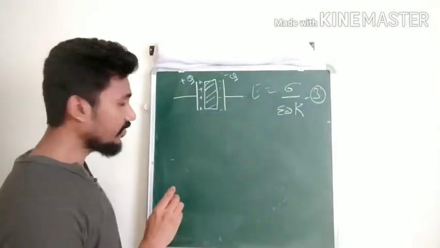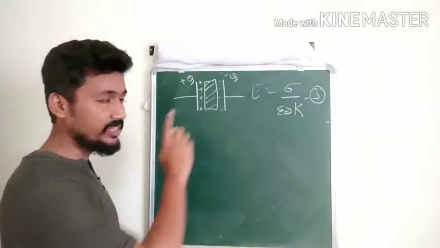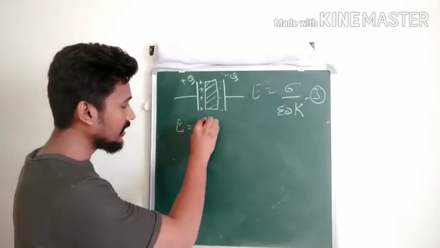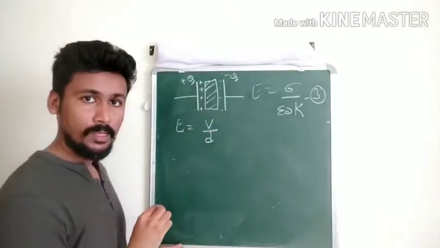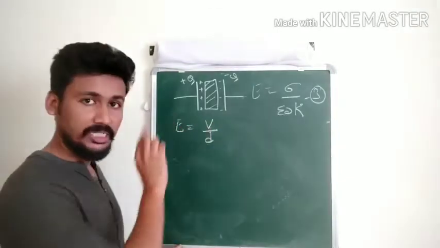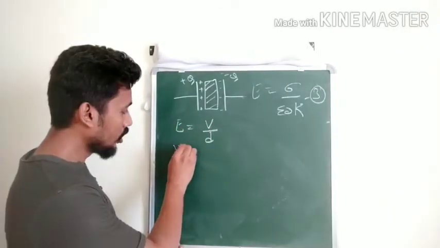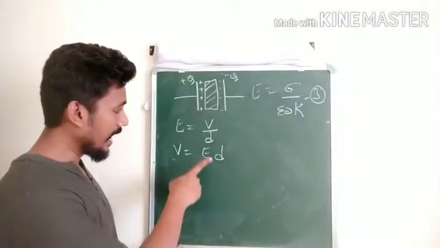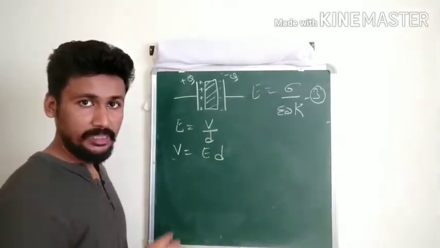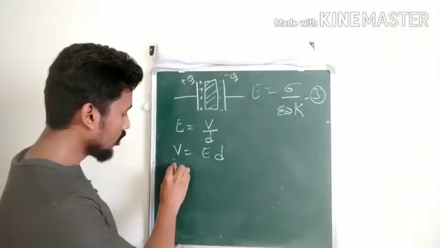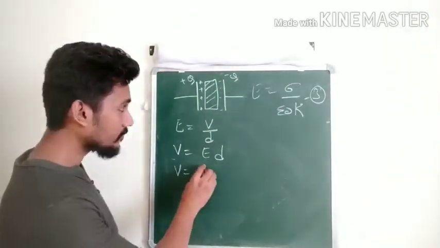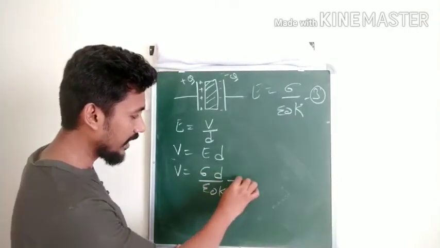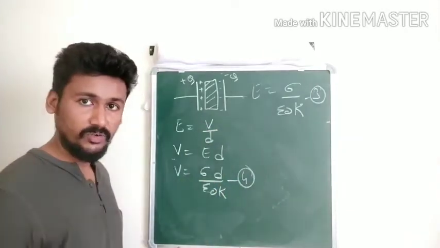Moving on, if V is the potential difference between the plates now after the dielectric has been put, we can write E is equal to V upon D. Okay, that is, electric field is potential per unit distance, or you will write V is equal to E into D. Fine. And then for this E, you can use equation number 3 once again. What you will get? You will get V is equal to sigma D upon epsilon naught into K. This becomes equation number 4.